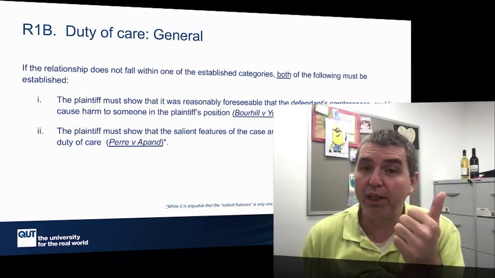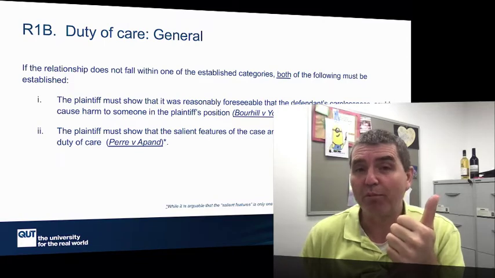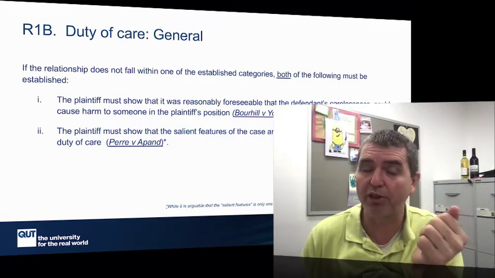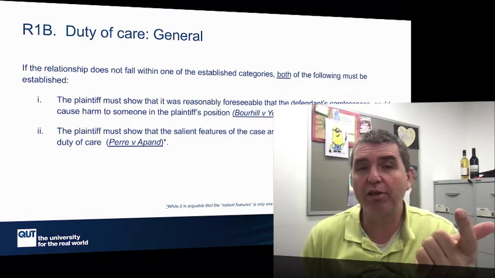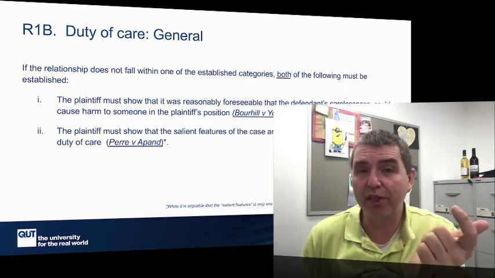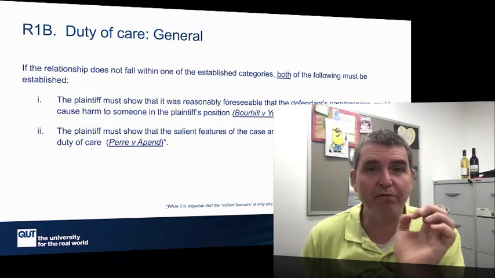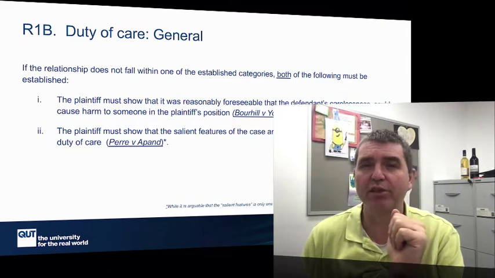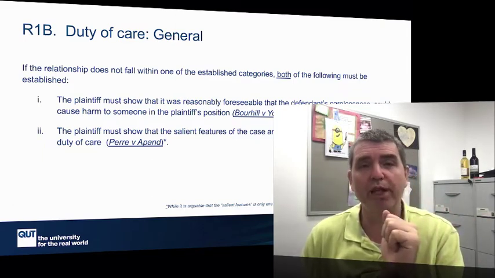First, we need to have reasonable foreseeability that someone in the defendant's position could cause harm to someone in the plaintiff's position if they were careless. The second thing that you need is that the salient features of the case must be consistent with owing a duty. Now, salient features just means the relevant features of the case. This case looks like one where you should owe a duty of care.